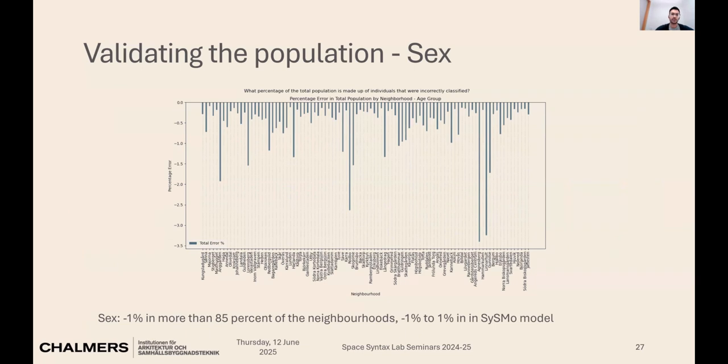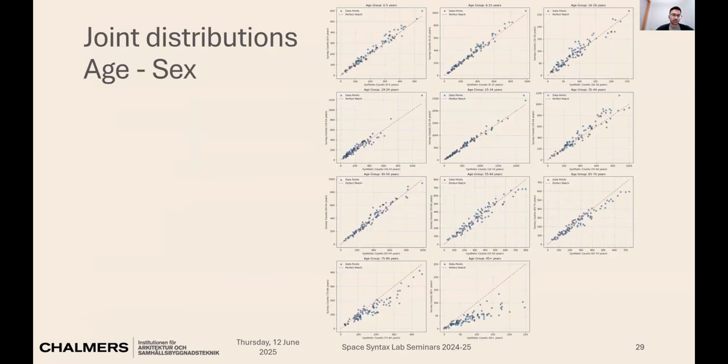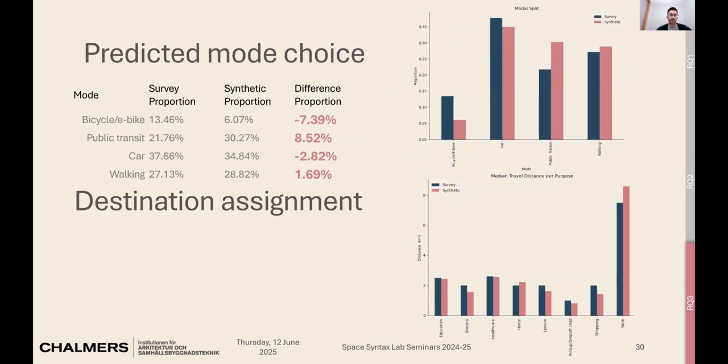So we go through the different individual variables and catalog the error rates within them. We looked at the joint distributions between different variables and looked at the error rates between them. And finally, to evaluate how the routing mechanism and the destination assignment work, we compared that to the National Household Travel Survey, and we observe some difference in proportion.